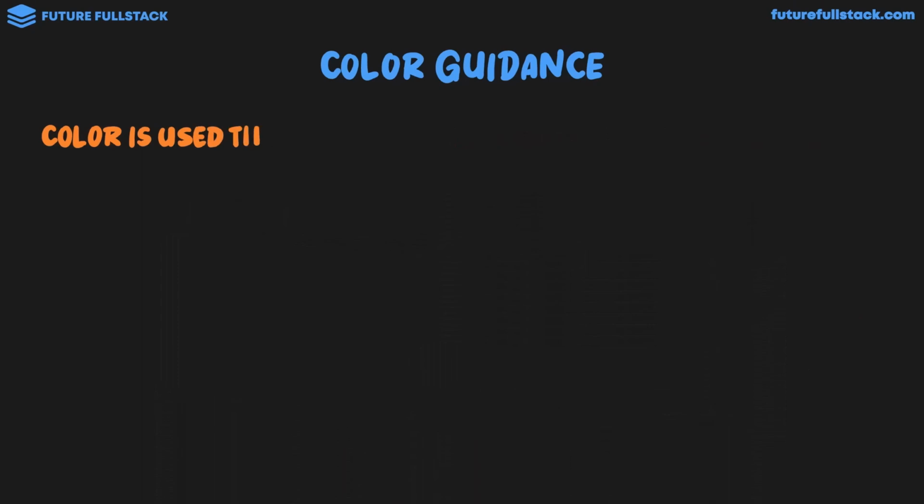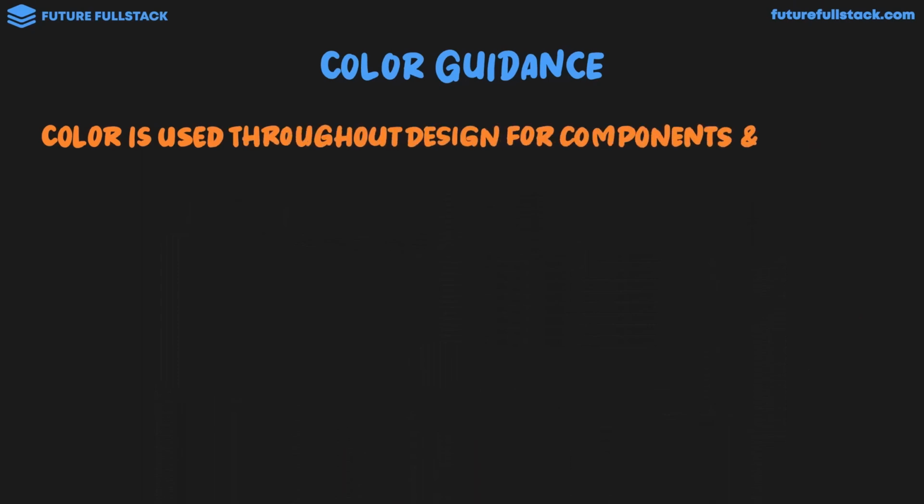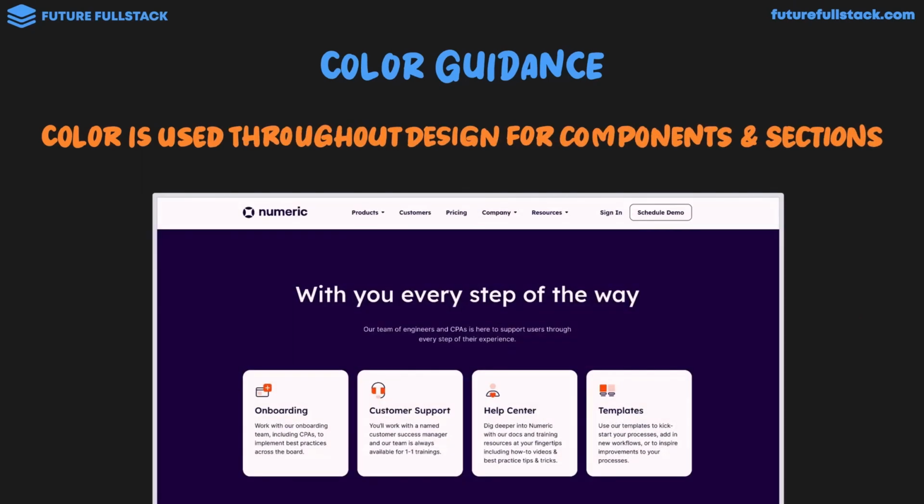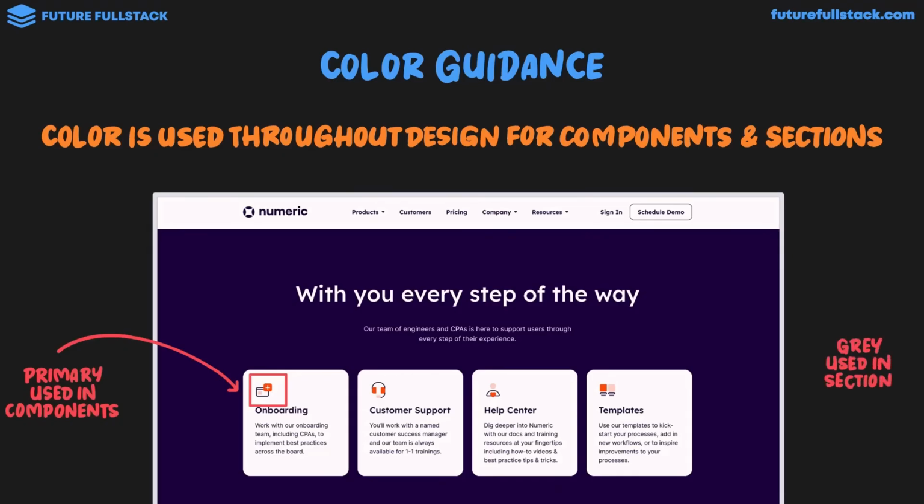So color is used throughout the design for both components and sections. Scrolling down on the page, we have this section over here. You can see over here that the primary color is used in components, whereas the gray color is used in this section as a background. So you can see throughout the design, you can play around with the base primary and gray color, as well as their respective tints and shades to create a clean and unified design.